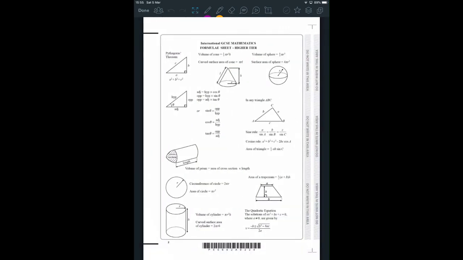Formula page, by now you should be very familiar with what's on there, and we'll check back to it to double check formulas, etc.